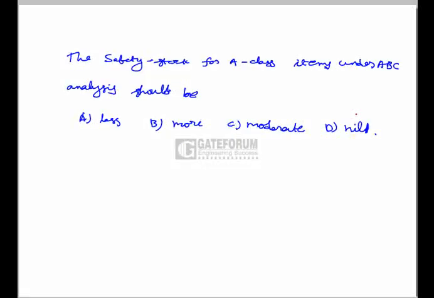Safety stock for A class items under ABC analysis should be less, more, moderate, nil. Under ABC analysis, A class items are more costly, so we have to keep them in a smaller amount. Because they are very costly, we keep the safety stock for less amount only when compared to B and C items. So the right answer is A. A is the right answer.